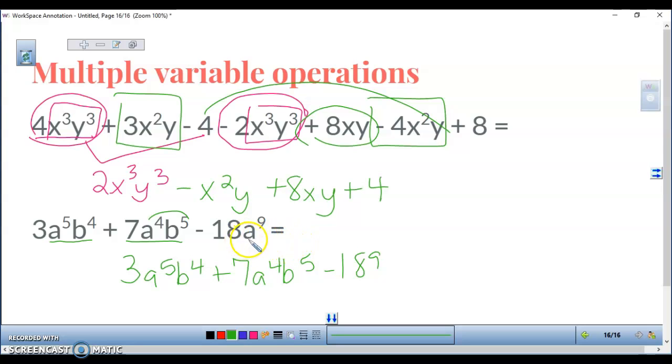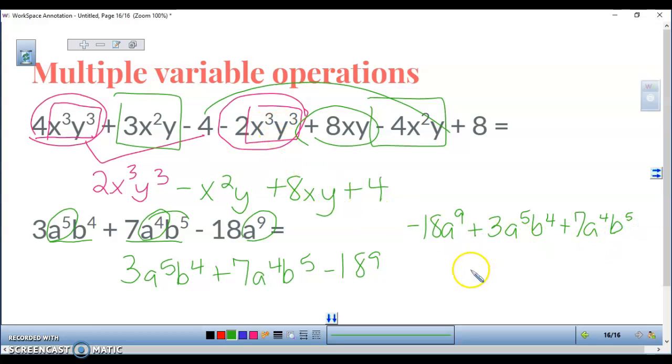So I go alphabetically. The a should come first, and then the highest exponent. So I have a to the ninth, fourth, and fifth. So really, negative 18a to the ninth will come first. Then plus 3a to the fifth, b to the fourth, and then plus 7a to the fourth, b to the fifth. So just be very careful when you have multiple variables. Make sure their exponents match before you combine them and put it in standard form.